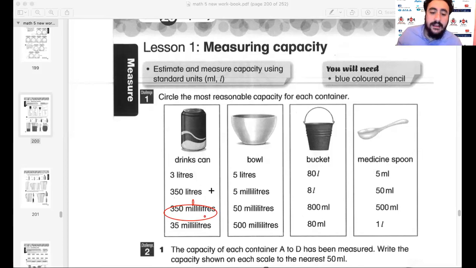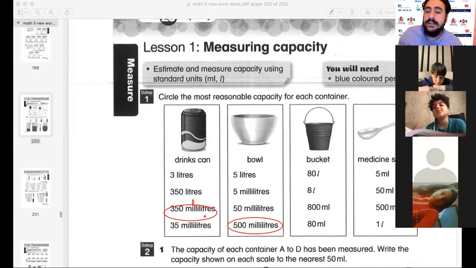Okay, so what about the bowl here? 5 liters, 5 milliliters? 5 milliliters is just a small thing, like the capacity of the big spoon. What about 50 milliliters or 500 milliliters? 500 milliliters. Okay, so you have to just choose the reasonable answer.